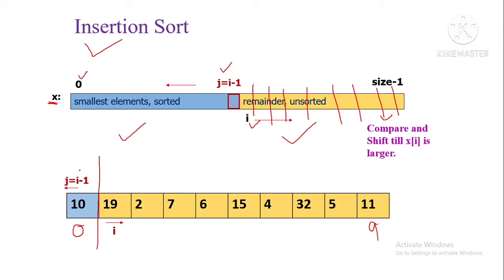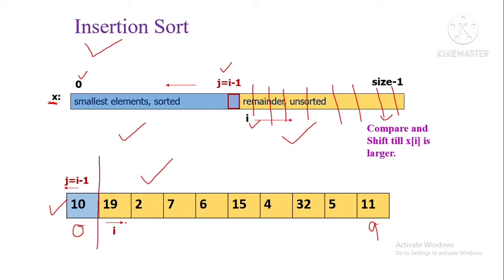I am going to keep only one element in my sorted array, because one element alone is already sorted. The remaining elements are in my unsorted array. I have index i, which keeps track of my unsorted array, and index j, which keeps track of my sorted array.